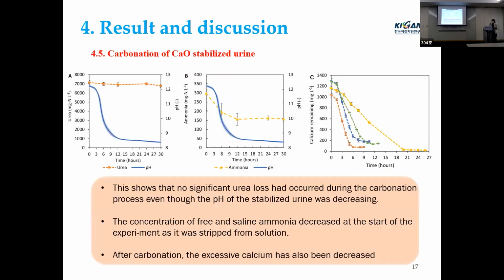And for the carbonation process, we have said that pH is the most important thing, but when we are using carbonation, we know that the pH decreases, right? So if the pH decreases, then we might think that we will lose the urea again. So there is a loss, but the loss was not that significant. So we can compromise this situation, and we can continue the carbonation process to remove the excess calcium that we have used earlier.